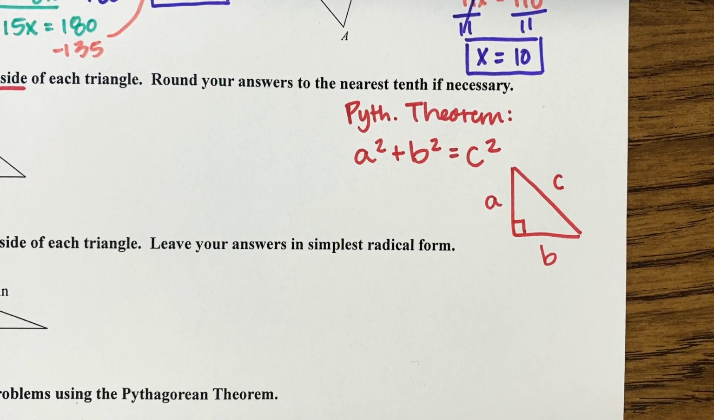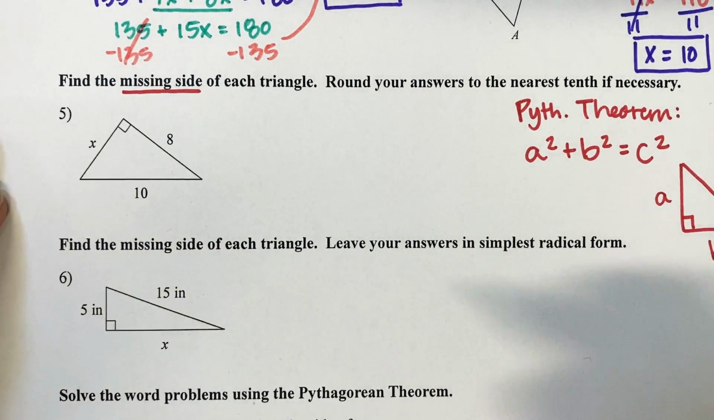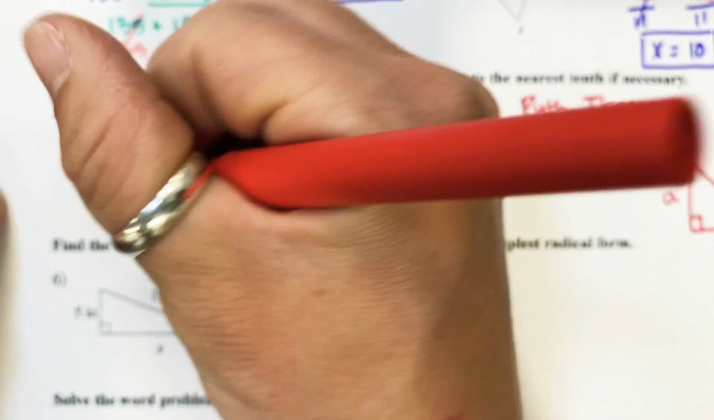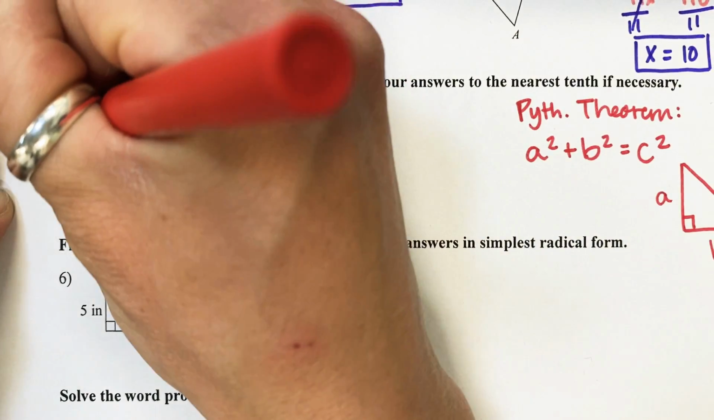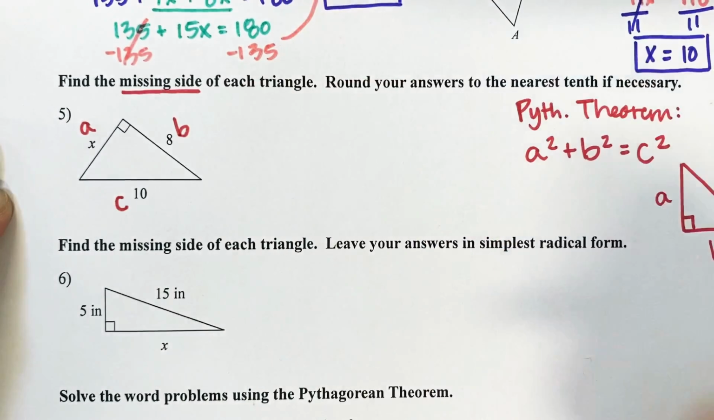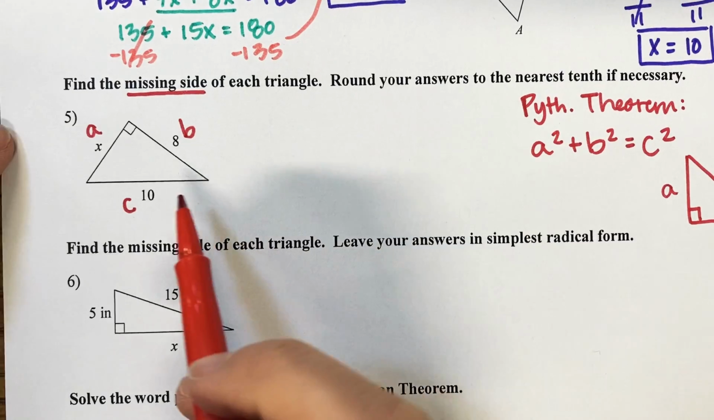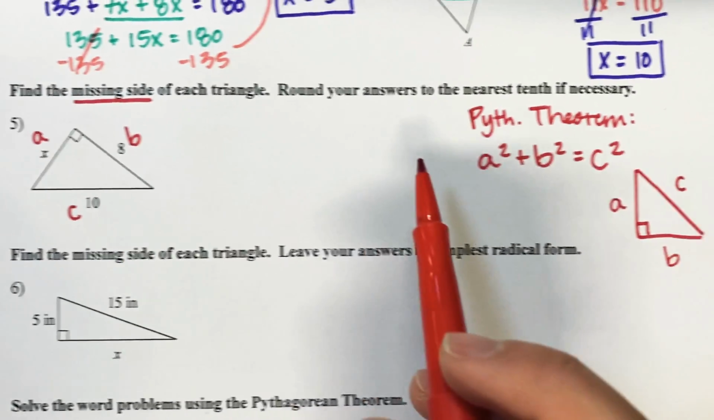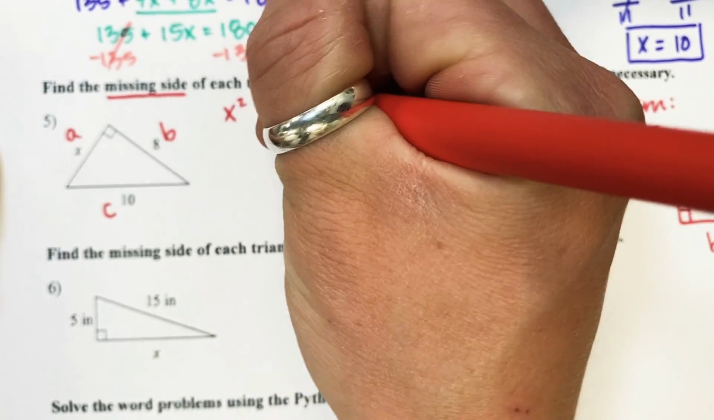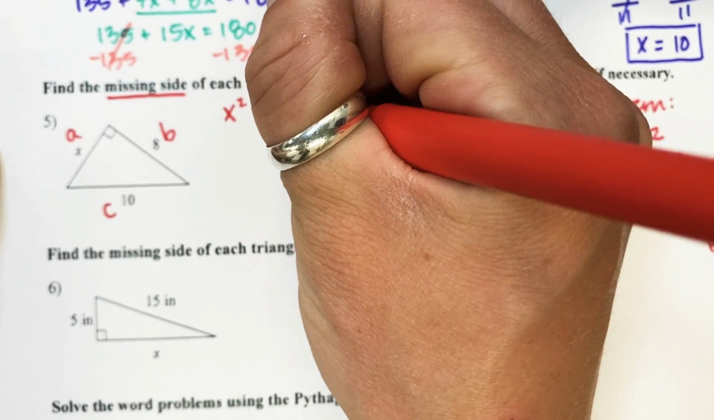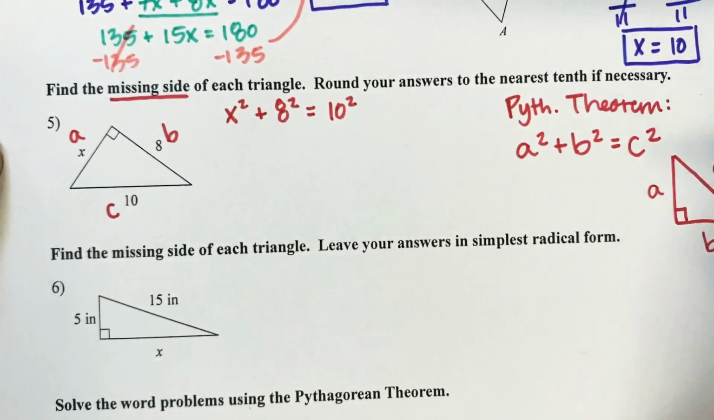So knowing that, let's go ahead and look at number 5. Where is my A, B, and C? Well, C is always across from my right angle because that's my hypotenuse. So we know that 10 is C. And A and B, it actually doesn't matter. I'm just going to do x is A, and 8 is B. Now I'm going to plug the values that I know into my Pythagorean theorem to solve. So I have a squared, a is x, so x squared, plus b squared, b is 8, so 8 squared, equals c squared, my c is 10, so 10 squared.